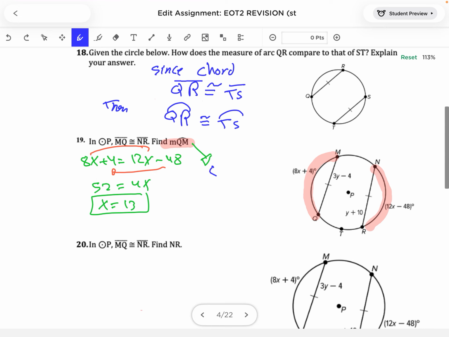QM is 8x plus 4, that is 8 times 13 plus 4, which is 108 degrees. Next.